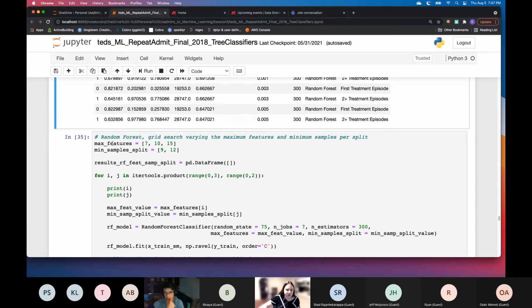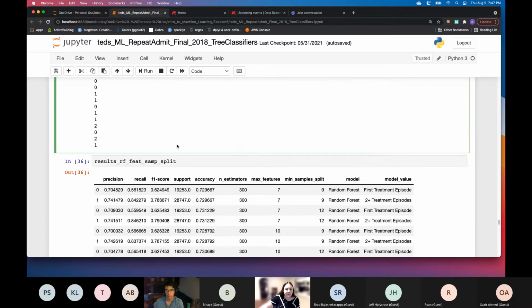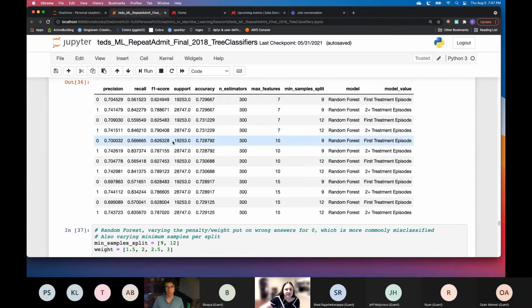Now we have our max features, so subsetting the number of features that we use. And I'm using it in combination with minimum samples per split just to see what happens. So come down here, see the results. We're seeing that bell curve effect.